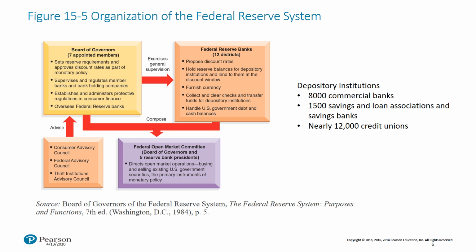This is the latest information that I could get. We have 8,000 commercial banks, 1,500 savings and loan associations and savings banks, and nearly 12,000 credit unions.